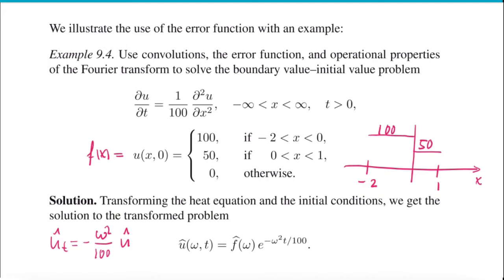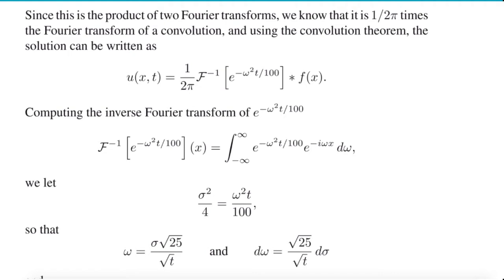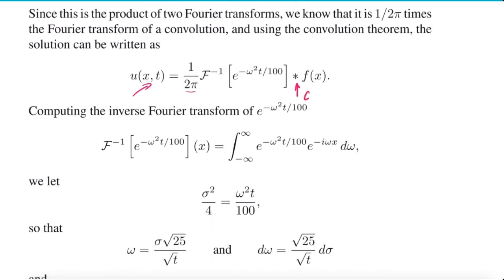And then solving this, you get an exponential where the exponent is exactly e to the minus omega squared divided by 100 times t, times f hat, the Fourier transform of the initial condition. To get the original function u, we then apply the inverse Fourier transform with a factor 1 over 2 pi. And we have the inverse transform of a product, f hat times the exponential, meaning the inverse transform becomes a convolution integral.